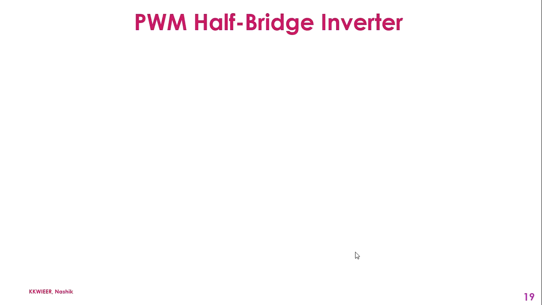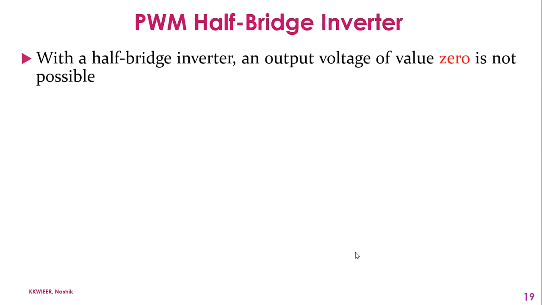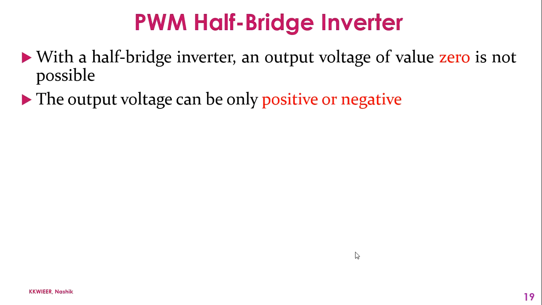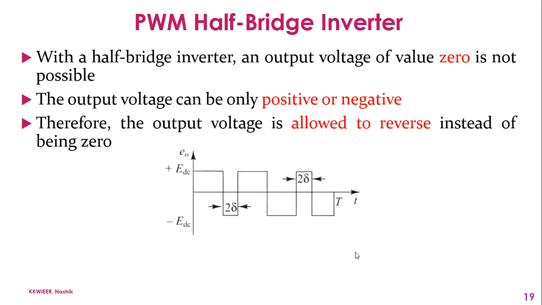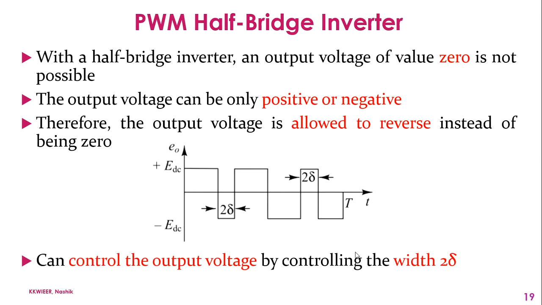Now we will see the PWM half bridge inverter. With the half bridge inverter, an output voltage of value 0 is not possible. The output voltage can only be positive or negative. Therefore, the output voltage is allowed to reverse instead of being 0. So this is the waveform for the PWM half bridge inverter, and it can control the output voltage by controlling the width shown over here, which is 2 delta.